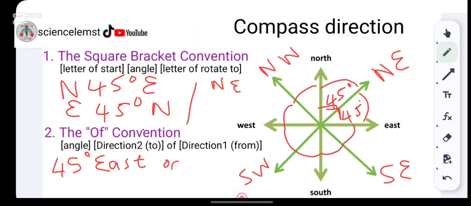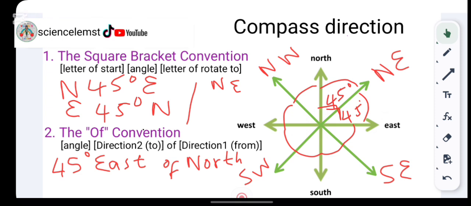This east is the east of what? It is the east of north. Starting from the north, I'm rotating 45 degrees to the east. This is the east of what? This is the east of north. This is what I mean here. East of north. Where I'm starting, I'm going to the east of it. I hope it makes sense.